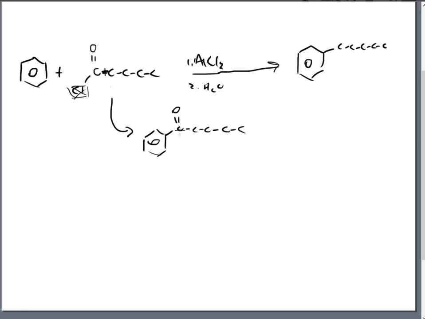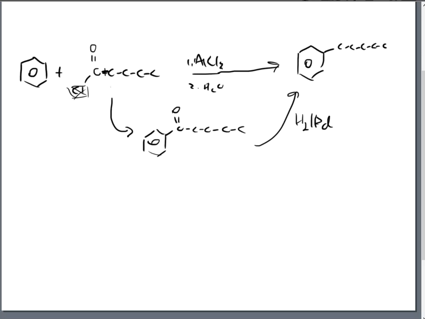But I need to get rid of the double bond O. So what I'll do instead is I'll do H2 and palladium. And that will destroy that carbon double bond O. That ensures that I get this straight chain carbon. And folks, that's really what we're after here. We're after that straight chain carbon.